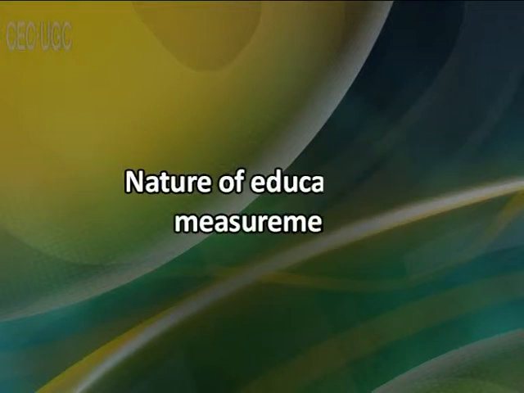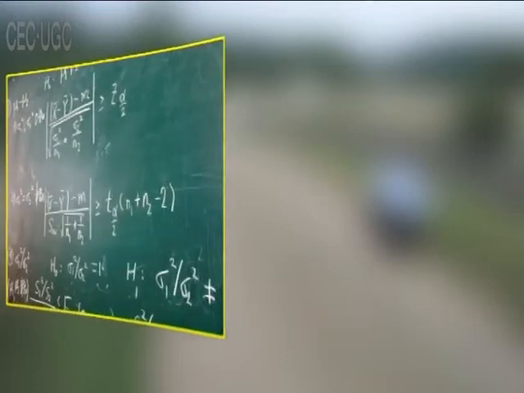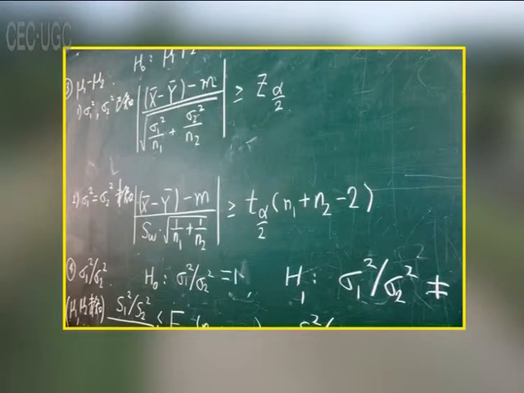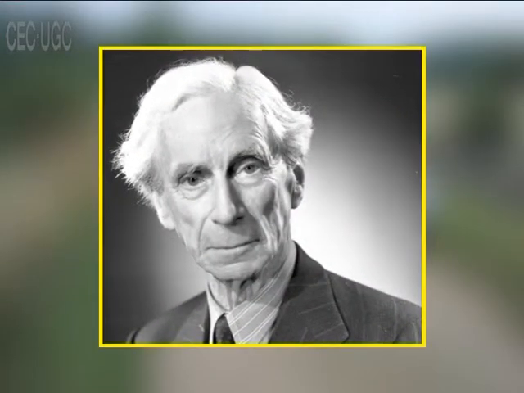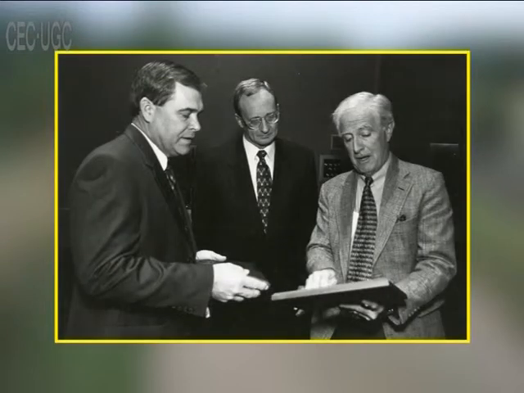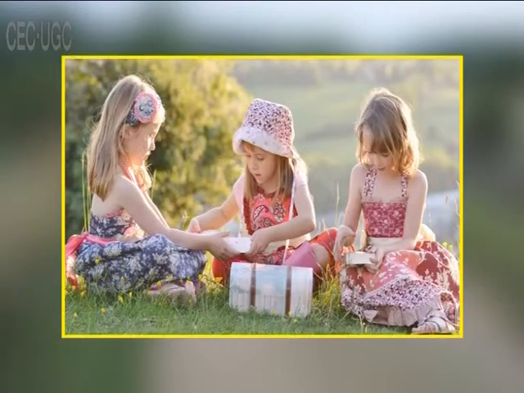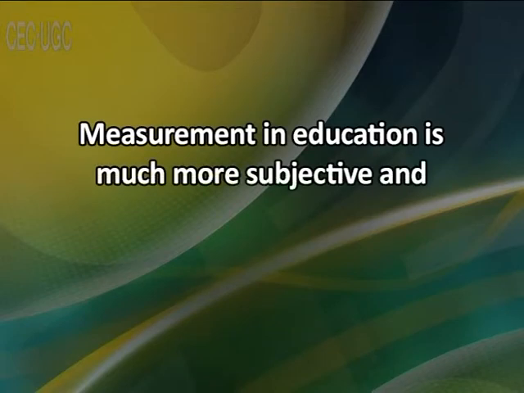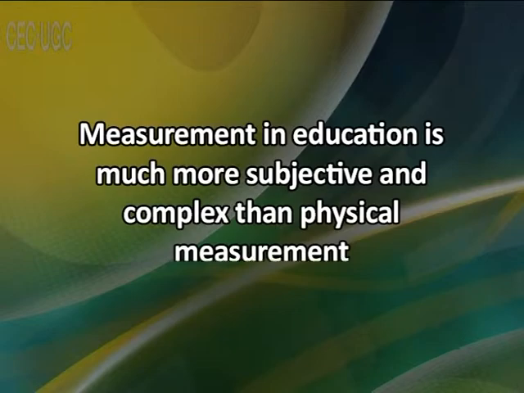Now, the nature of educational measurement. The nature of educational measurement cannot be understood without understanding the nature of mathematics, as both of them are closely related. It's important to understand the nature of numbers as they are the basis of all measurements. Bertrand Russell says that a number is a class of all classes. For example, 3 men, 3 books, 3 girls all belong to one class, the common element being threeness. Measurement in education is much more subjective and complex than physical measurement.